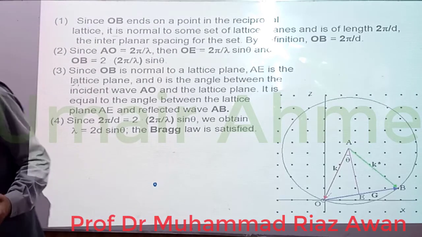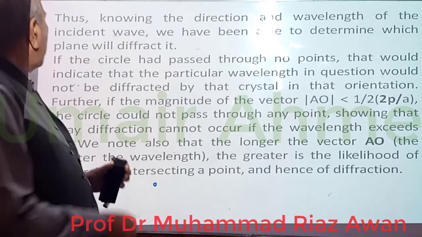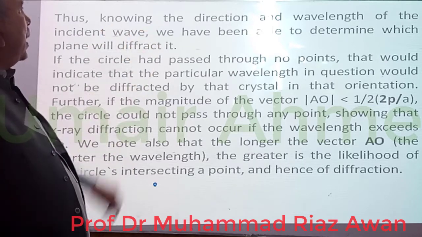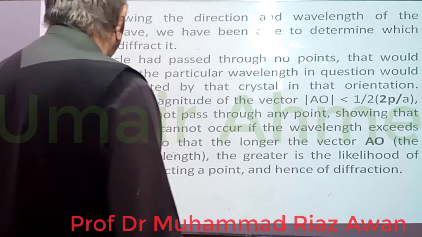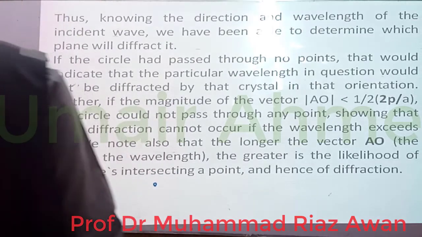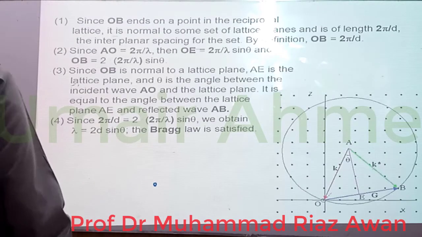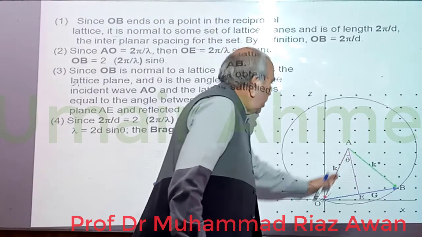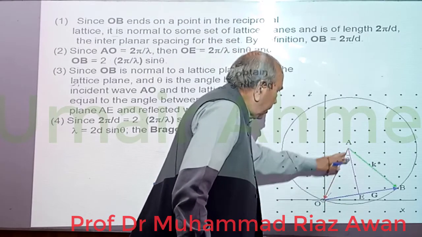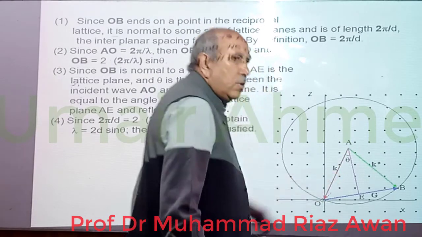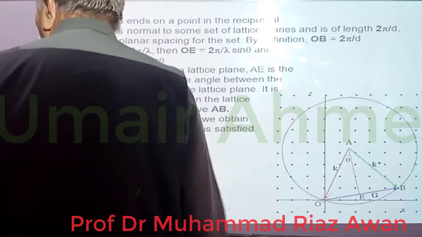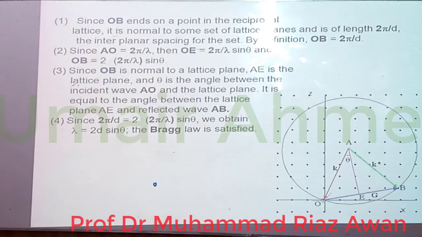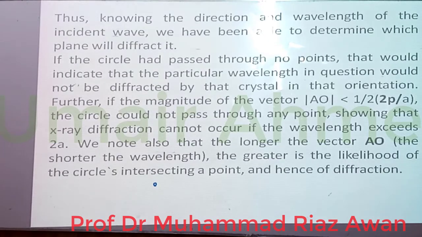Now, thus, knowing the direction and wavelength of the incident wave, I know the direction of propagation, and I know the wavelength because I have taken k is equal to 2 pi divided by lambda. So k can be found only when I know the value of lambda. We have been able to determine which plane will diffract it.